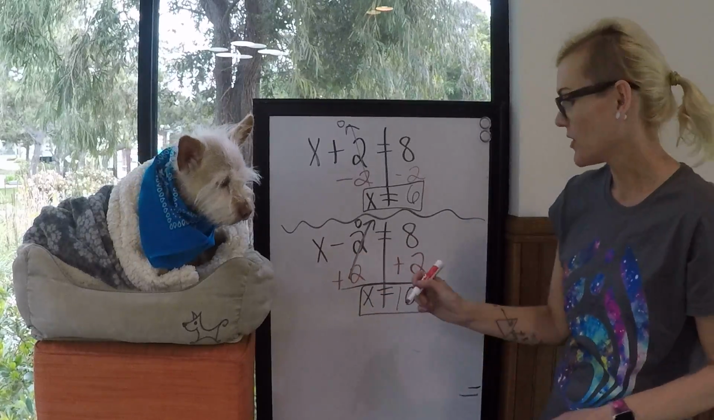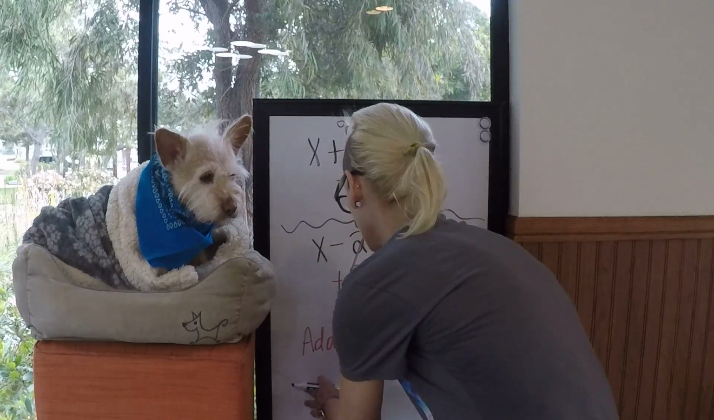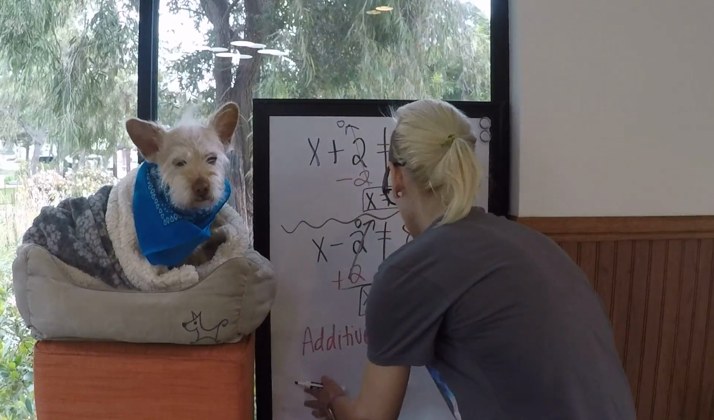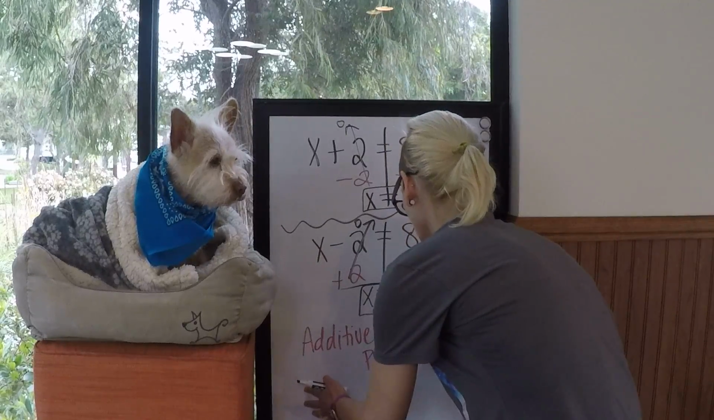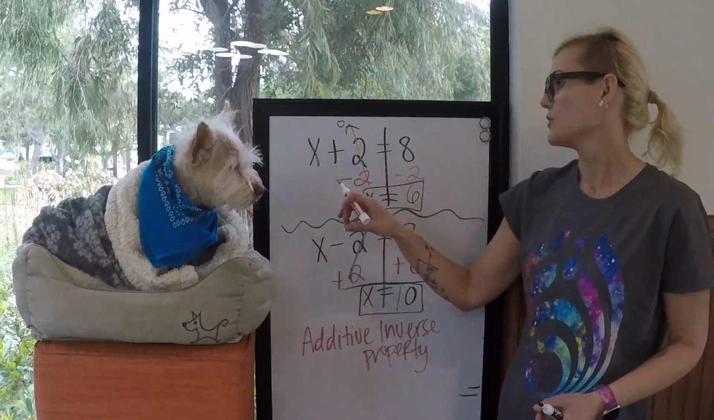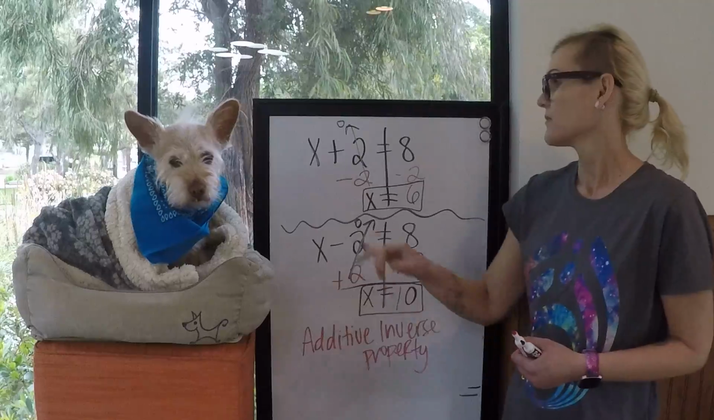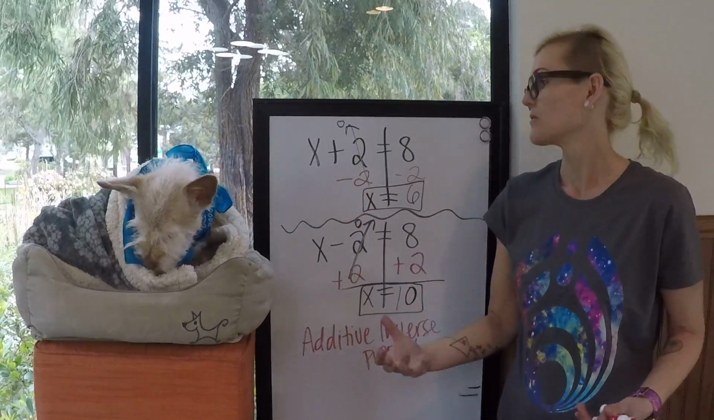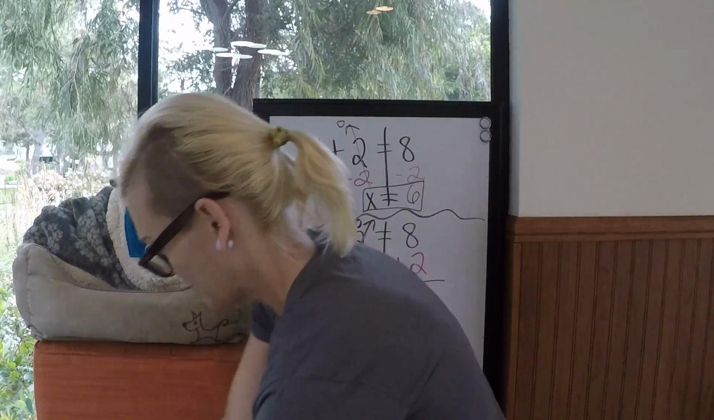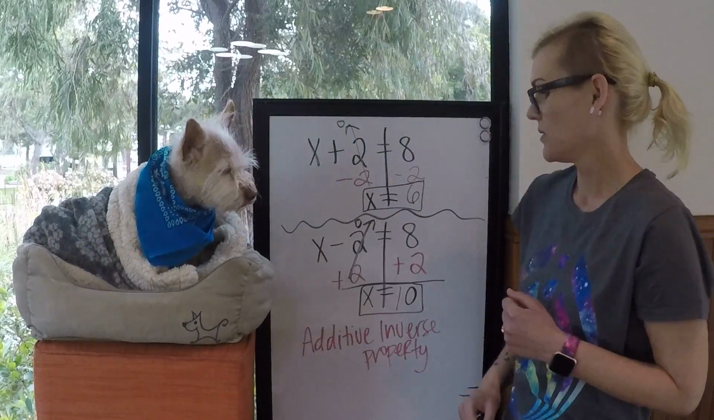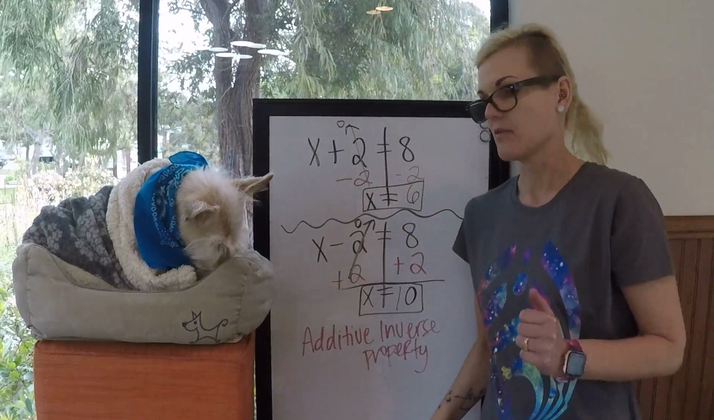So in both of these examples, when I add 2 and subtract 2, or subtract 2 and add 2, these are called the additive inverses. The additive inverse property says that when I add 2 and subtract 2, it cancels and makes 0. And I can use that to solve by just bringing down x alone. All right, so let's move on to what happens if you have multiply or divide in front of your x.